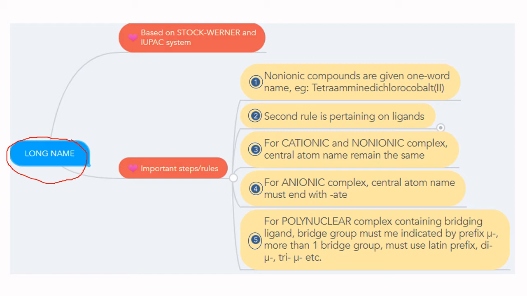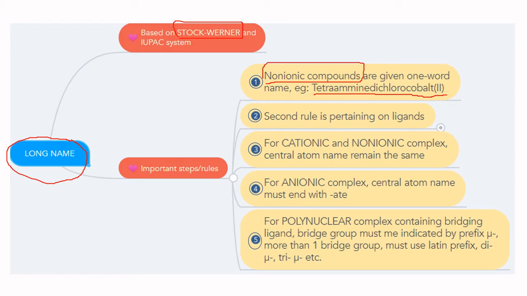Okay, how do we do that? The long name is basically based on the Stock-Werner and IUPAC systems. Stock-Werner refers more to the naming of the metal, while the IUPAC system refers more to the naming of the organic part of the complexes, which is the ligand. There are important steps or rules in naming complex compounds. The first rule is that non-ionic compounds, meaning neutral complexes, are given a one word name. For example, tetraamminedichlorocobalt(II).